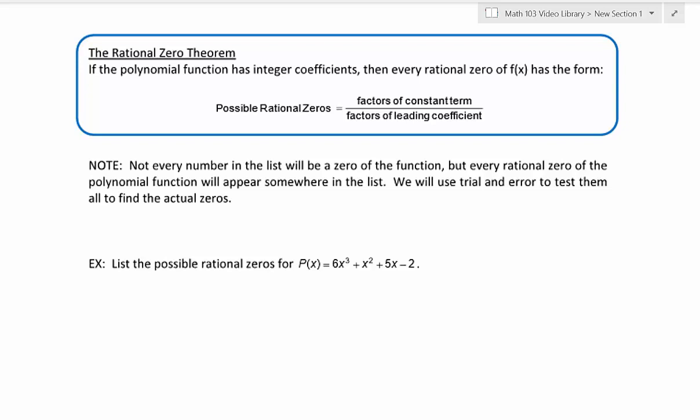So we're going to find this ratio and simplify the list, and then we'll have our list of possible rational zeros. Please note the word possible. We know that word means not a guarantee. So not every number in the list will be an actual zero of the function, but every rational zero of the polynomial function will actually be on the list. We're going to have to use trial and error to test these possible rational zeros to find the ones that are actual zeros.